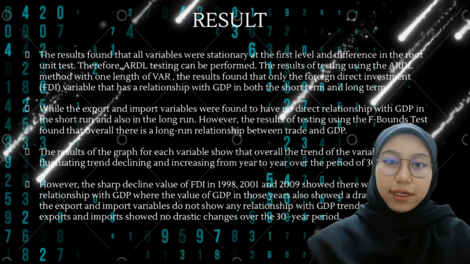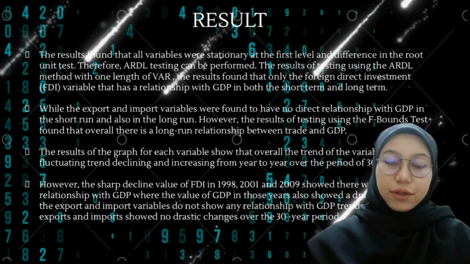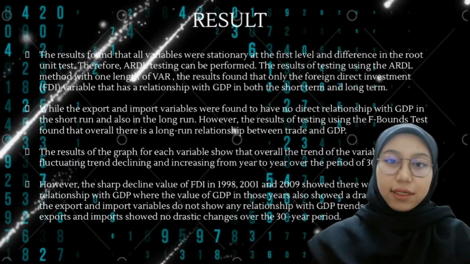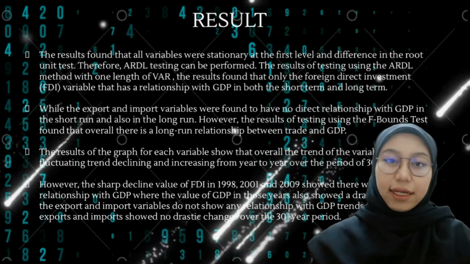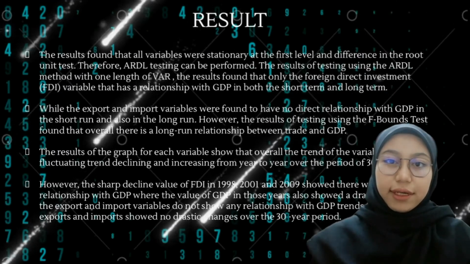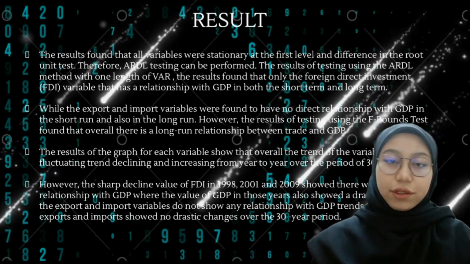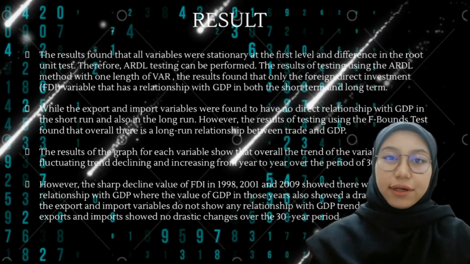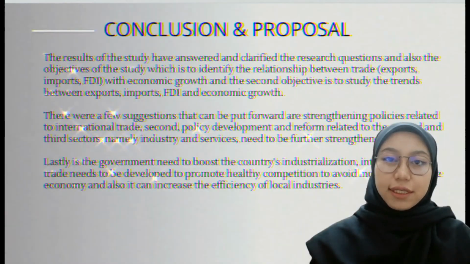The graph for each variable shows overall trends that are flat, declining and increasing from year to year over 30 years. However, the sharp decline in the value of FDI in 1998, 2001 and 2009 showed there was a relationship with GDP, where the value of GDP in those years also showed a drastic fall. The export and import variables do not show any relationship with GDP. The trend in export and import shows no drastic change over the 30 year period.